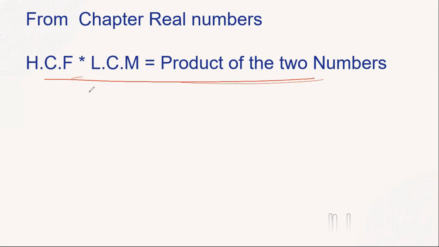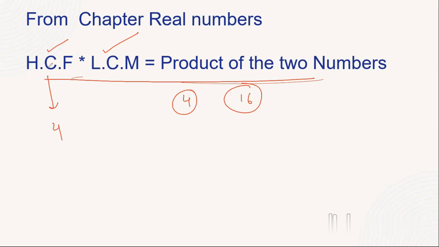So how will you use the formula? You have 4 things in this formula. One is the HCF, that is the highest common factor. Second, the LCM, that is the least common multiple. Then you have the product. Product means the multiplication of 2 numbers. Suppose you have 2 numbers, suppose 4 and 16, and the HCF of these 2 numbers is 4. So how will you find the LCM?